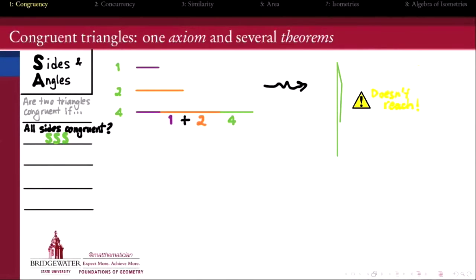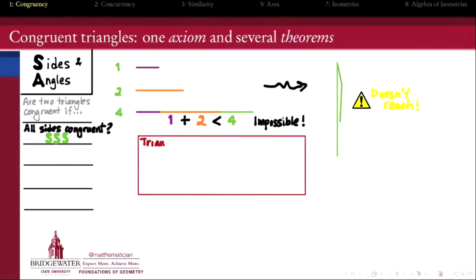After all, if we take the sticks of length 1 and 2 and lay them end to end on top of my stick of length 4, even laying them end to end isn't going to reach from one end of that segment to the other. So because 1 plus 2 is less than 4, it's impossible for us to make a triangle out of this set of 3 lengths. So that's a manifestation of what's called the triangle inequality.